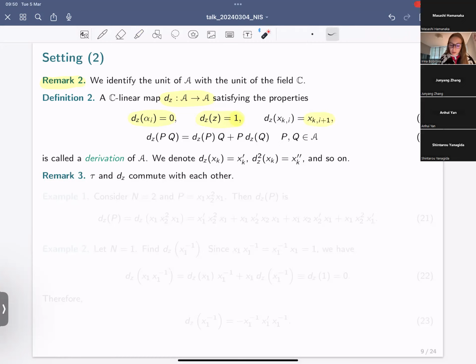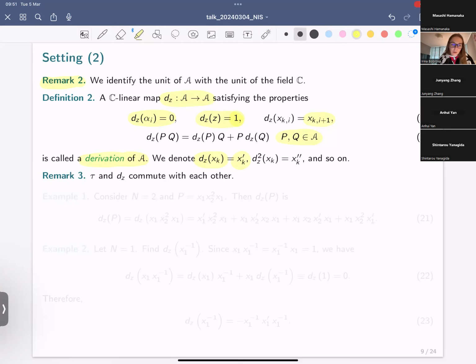And a very important property is the property 20. It's just the Leibniz rule. It's very important that for any two elements from our algebra A, when we act by d over z on these two elements, we strongly follow the order in this derivation. And this map is called a derivation of our algebra A, and for simplicity, again, we denote for the generators that d sub z over xk is just x prime, and so on.